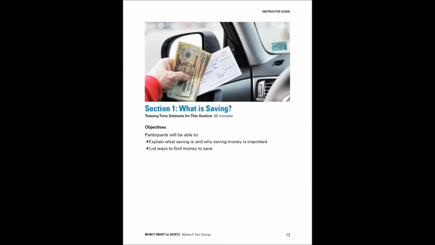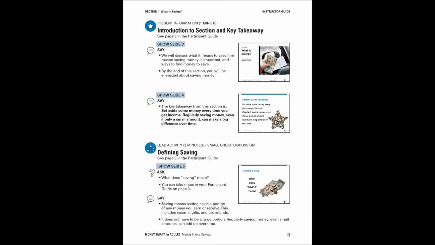Participants will be able to explain what savings is and why saving money is important, and list ways to find money to save. Let's pause for a moment to point out some helpful navigation features of the instructor guide. There's helpful information in the headers and footer that will help you stay oriented. In the header, the right-hand side reminds you that you're looking at the instructor guide. This is helpful if you happen to also consult a copy of the participant guide during your training.